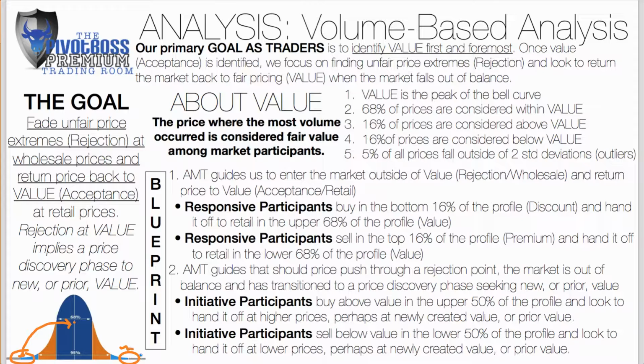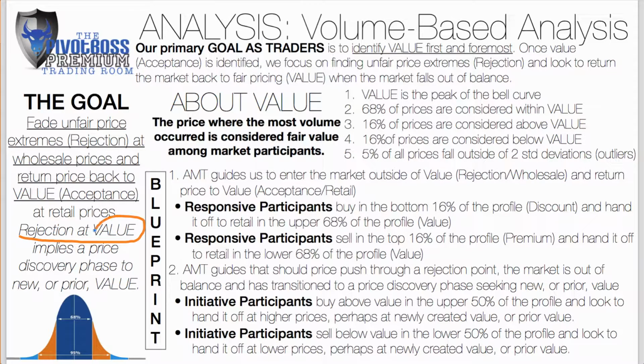If something gets too overpriced here, you could sell it way up here and look to return it to value back to here because someone wants to buy it cheaper. So you have a ready-made market ready to buy your wares. Basically, you are wholesaling out here and you are giving it to retail here. That's what you're doing. So the goal again, fade unfair price extremes at rejection, at wholesale prices, and return price back to value, which is acceptance at retail prices.